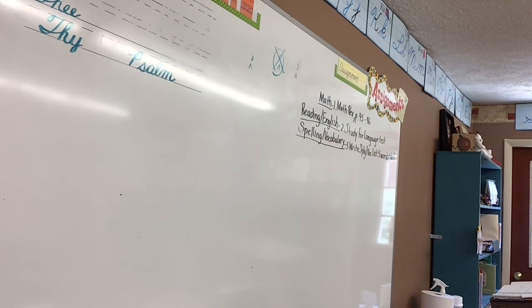Just add S. Irene carried 2 trays of cookies to the table. Tray. How are we going to make it plural? Just add S. Why? Because what's in front of the Y? A vowel.